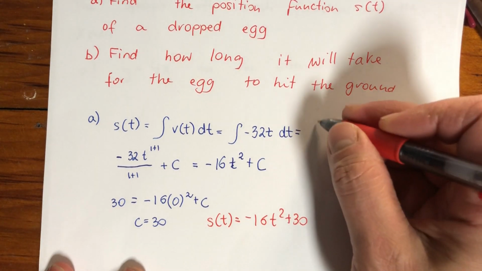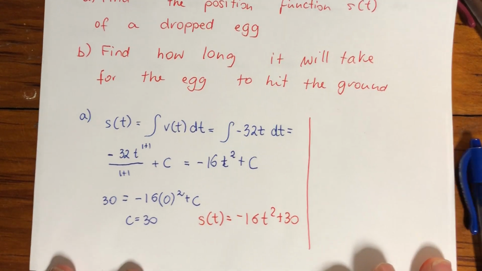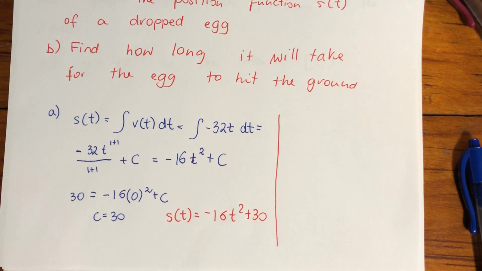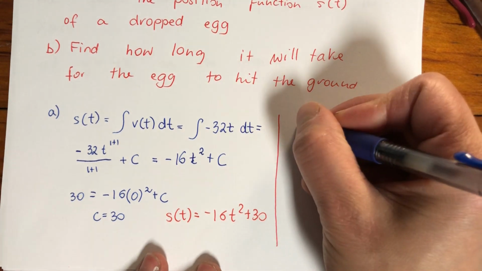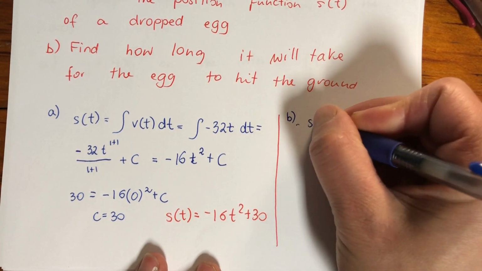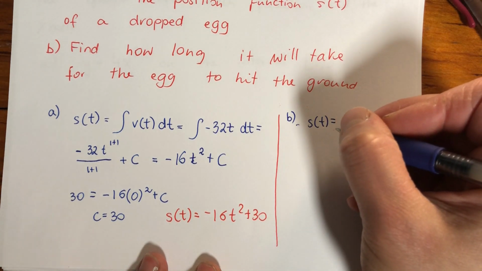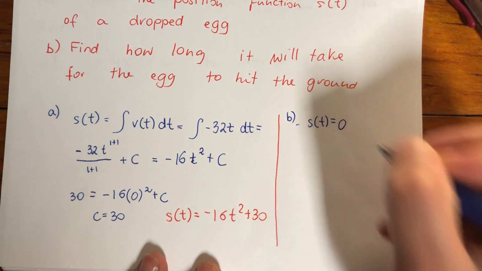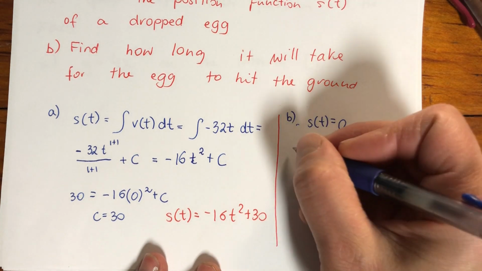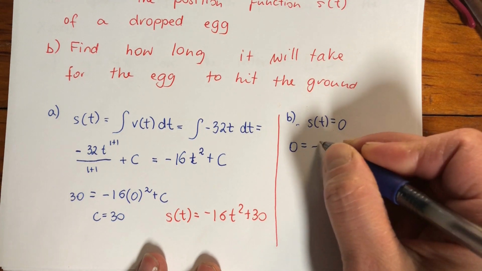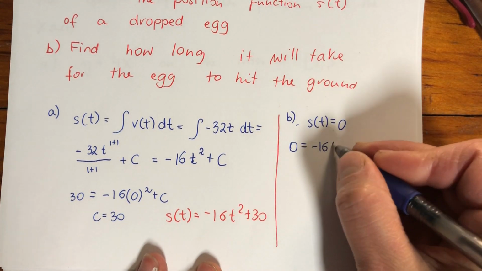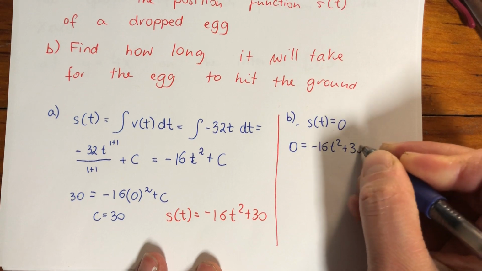All right, the second part of this problem, which I am going to write on the side here, is to find how long it will take for the egg to hit the ground. So if I want to figure that out, I will solve for t when s of t is equivalent to 0. All right, so now let's see. 0 is equivalent to negative 16t squared, I'm using my equation from here, plus 30.